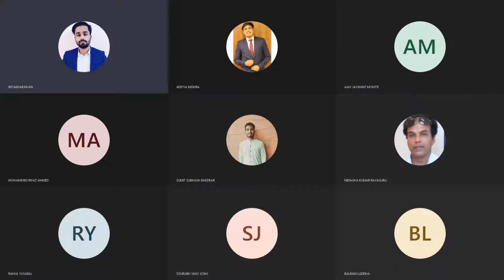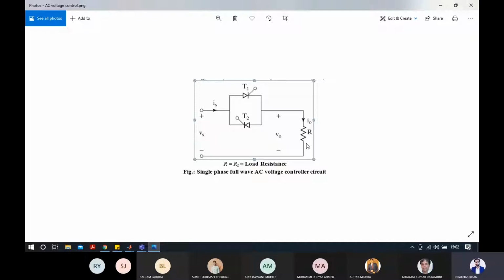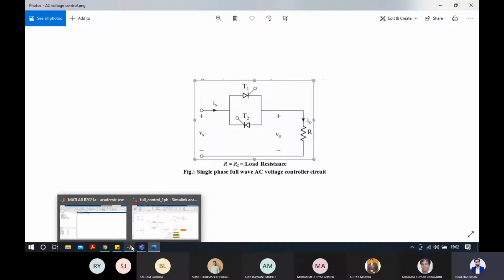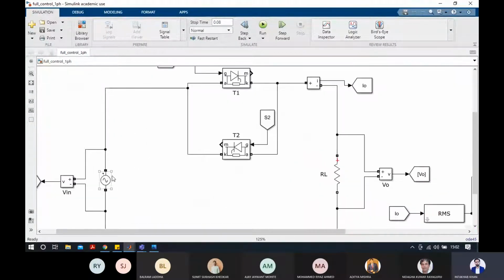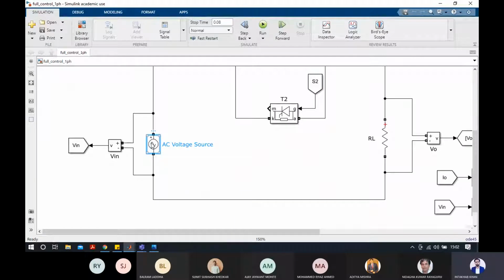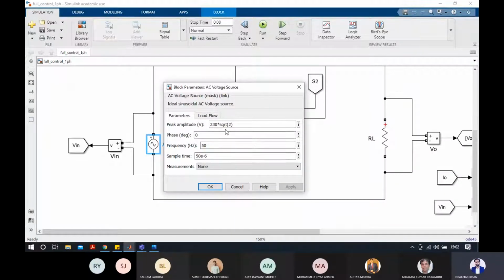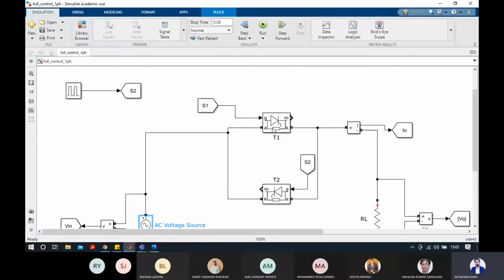Sinusoidal wave is changed to control voltage output. So the same circuit will be actually replicated in MATLAB. What we did is we used an AC supply over here, and the frequency was set to 50 hertz, and then we'll be just attaching two thyristors. Now to give the signals for this gate, we have to go for gate pulses or pulse generators.